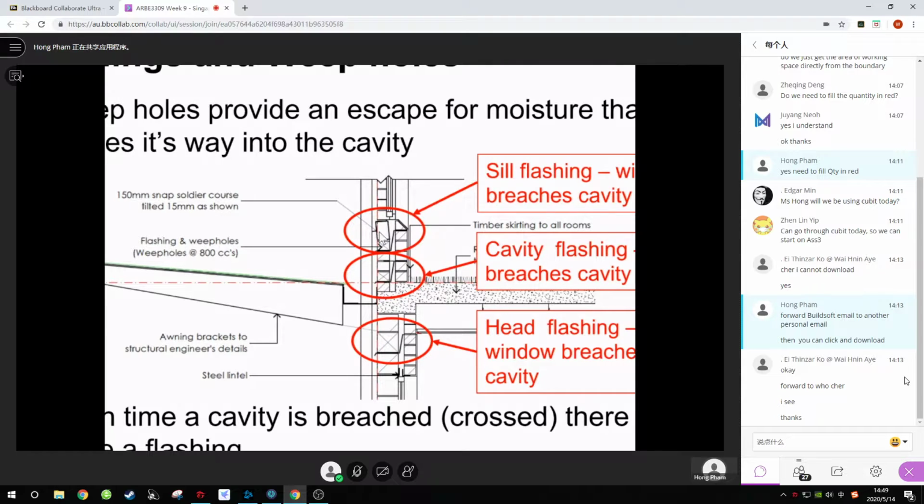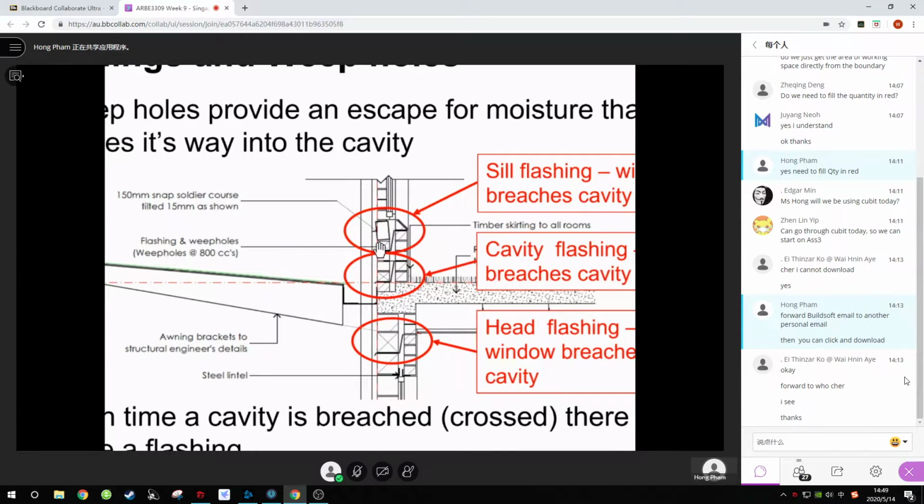Okay, next we have flashings and weep holes. We don't have to count how many weep holes there are. As long as you allow for flashings, in your description you will say weep holes. At 800 cc, it means every 800 mm there's one weep hole. So what is a weep hole?